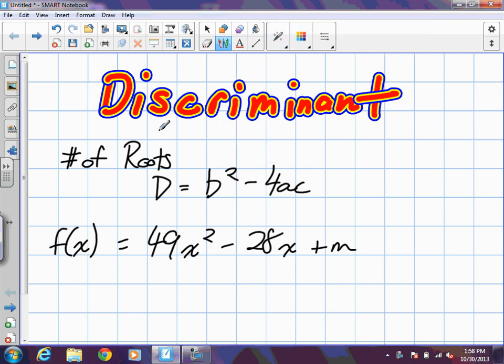We're going to work with the discriminant, and this is the formula. We talked about it yesterday. Our discriminant, or the number of roots, is equal to b squared minus 4ac, and depending if it's positive, negative, or the number 0, they give us different results for the number of x-intercepts.